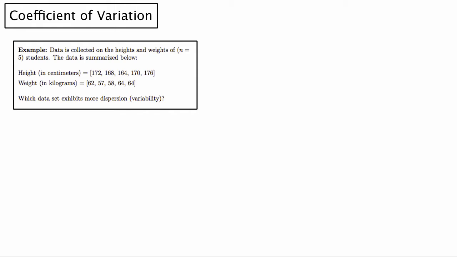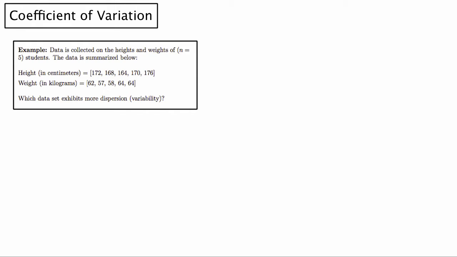But typically, coefficient of variation is used when trying to compare data sets with different units, or trying to get a consistent measure that's not affected by units is probably a better way to state it.